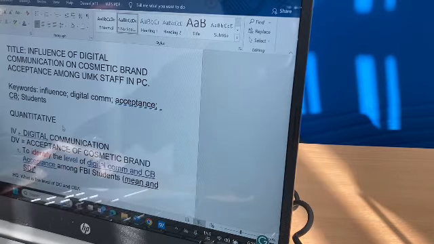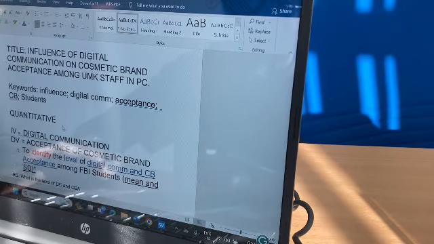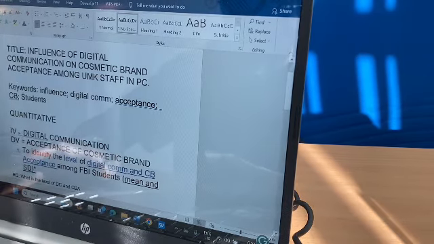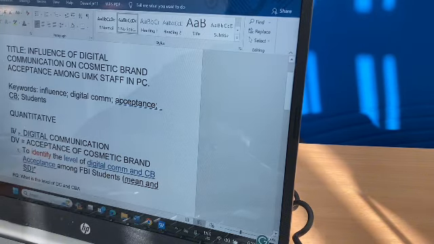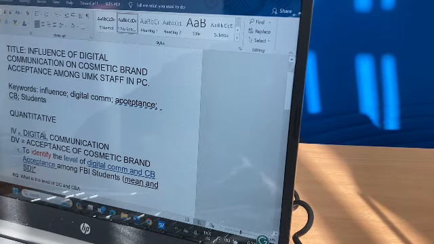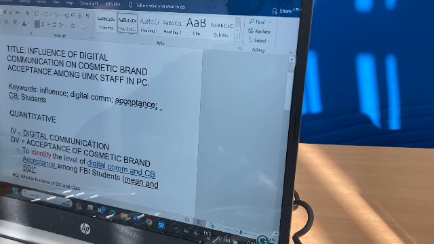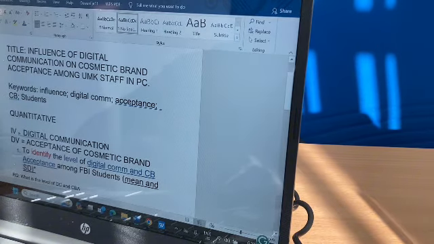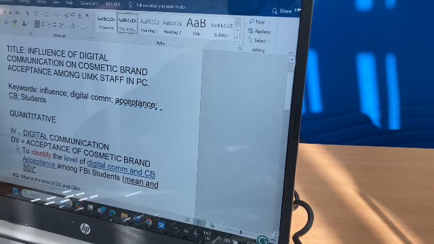Okay, very good. So now, the IV here, let's say, what is IV? IV stands for what here? Independent variable. Very good. And what is it? Continue reading. Digital communication. And then DV? Dependent variable. Okay. Acceptance of cosmetic brand. Very good.